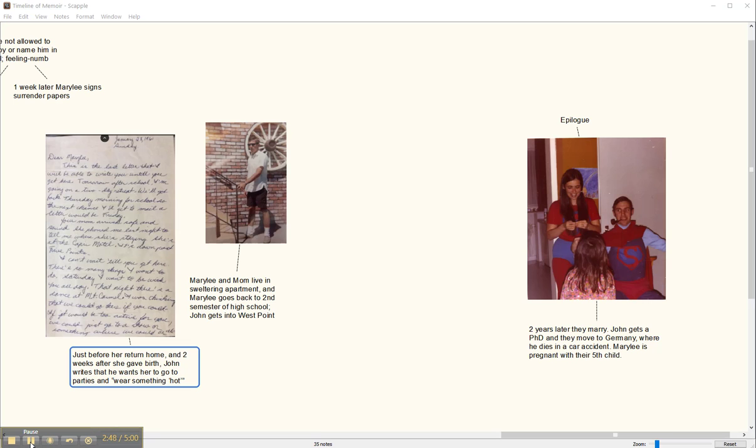You might think the story would end with the reunion that I had with my son, but in fact, I think I'd like to end this memoir with the epilogue, which was that John and I did get married. We had 4 more children, and he was killed in a car accident in Germany. That will be very, very brief and kind of off to the side. That's why I've put it off to the side.